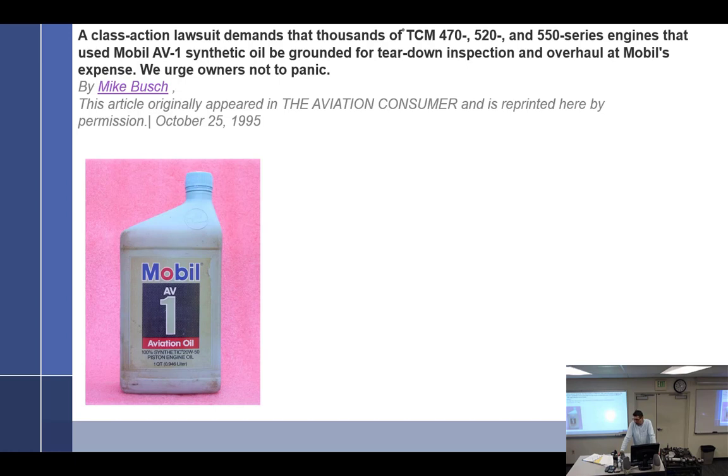It doesn't coke. I have all kinds of stuff here. It doesn't produce coke or other deposits. It has a better coefficient of friction. It has reduced wear. It does absolutely a wonderful job. It lasts longer than your mineral oil.